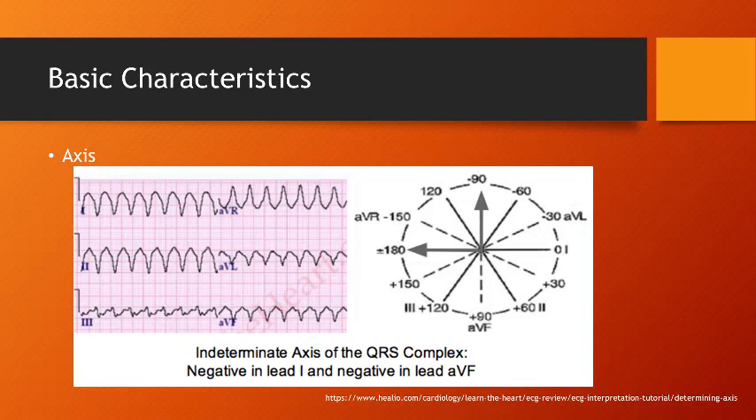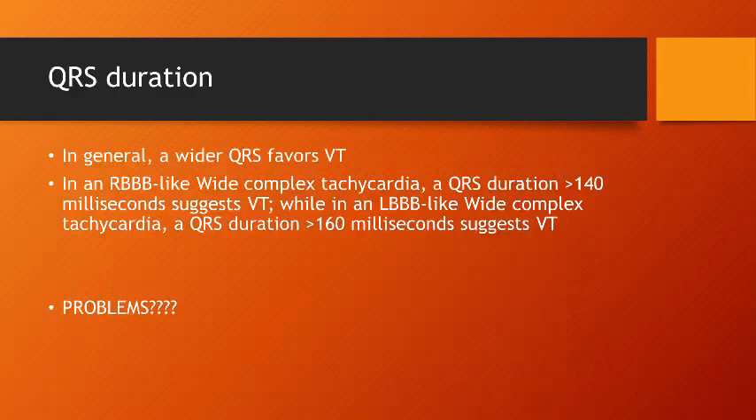Compared with the axis during sinus rhythm, when an old ECG is available for review, an axis shift during the wide complex tachycardia of more than 40 degrees suggests VT. In a patient with right bundle branch block like wide complex tachycardia, a QRS axis to the left of more than 30 degrees suggests VT, whereas in a patient with left bundle branch block like morphology, a QRS axis to the right of more than 90 degrees suggests ventricular tachycardia.